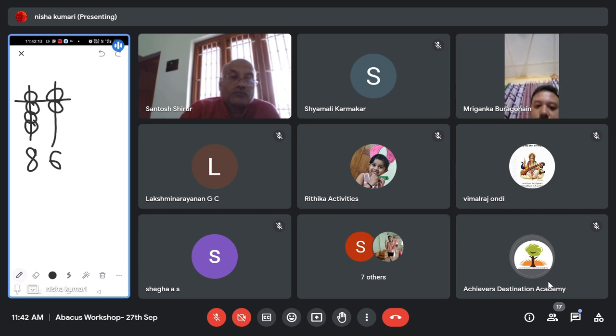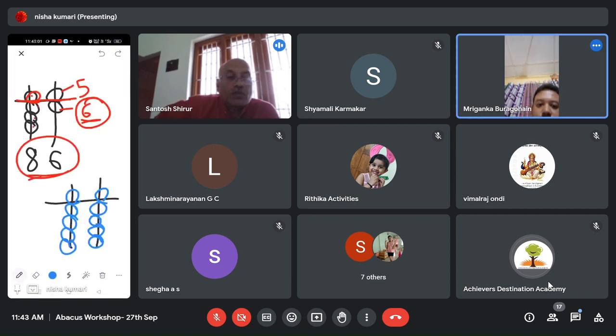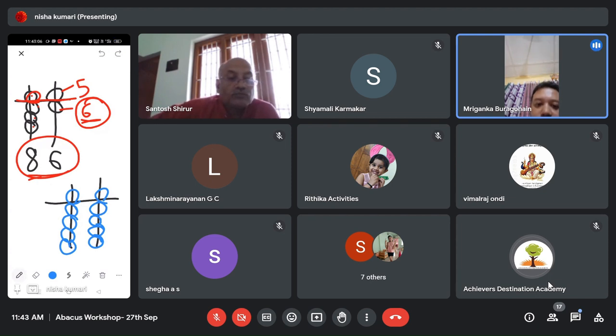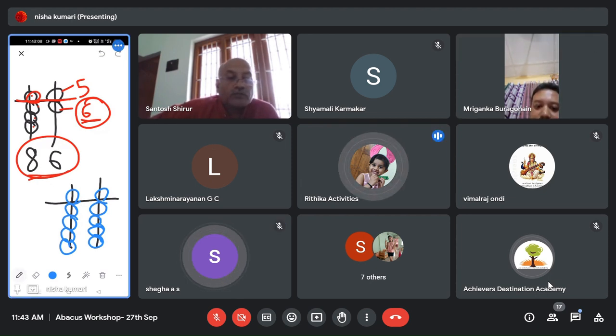Can you tell me what is this value? Not sure, madam. 99. It's not 99. Yeah, it is 99 value. So all the beads are touching the value bar. So it is 99.